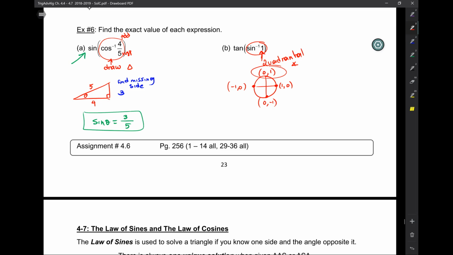So what's the tangent there? The tangent of pi over 2. How much is it though? Tangent is sine over cosine. 1 over 0. Undefined. Because we're at pi over 2 up here. Tangent is y over x or sine over cosine. So if this is cosine and if this is sine, 1 over 0 is undefined.